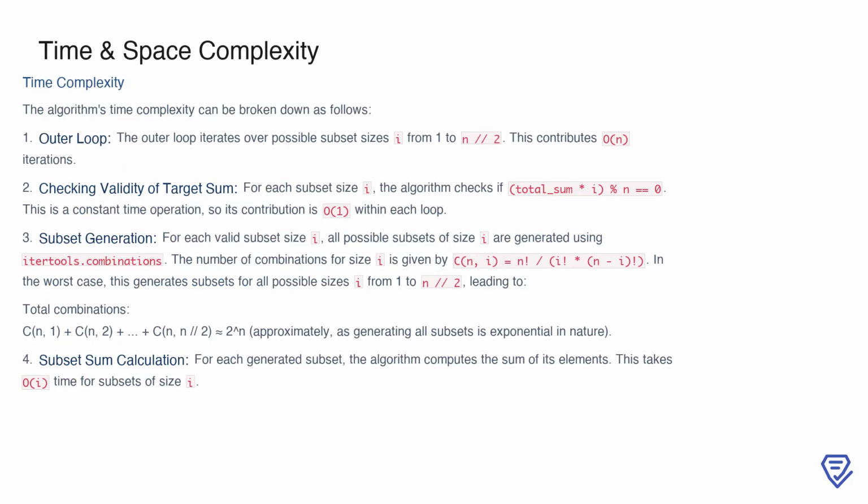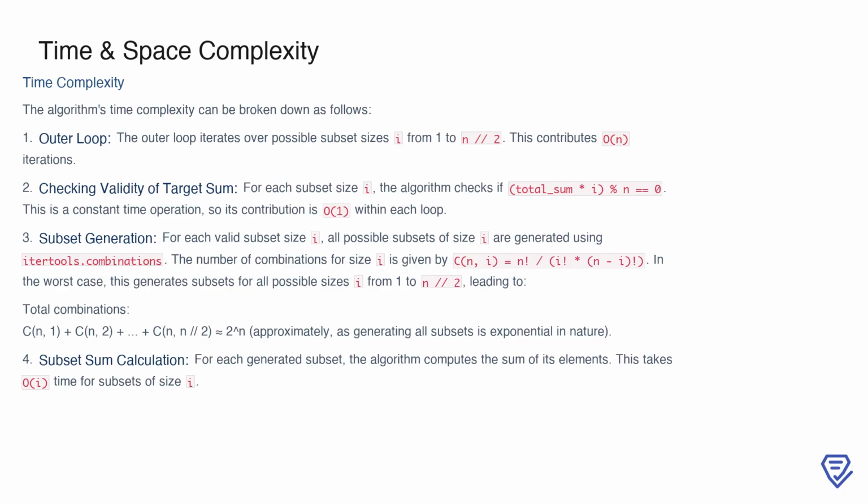To analyze the time complexity of the algorithm, let's break it down step by step. First, we have an outer loop that iterates over possible subset sizes, denoted as i, ranging from 1 to n/2. This contributes n iterations since the loop runs approximately n/2 times. Next, within each iteration, the algorithm checks the validity of the target sum using the condition total_sum * i % n == 0. This operation takes constant time, or O(1), so its contribution within each loop is minimal.